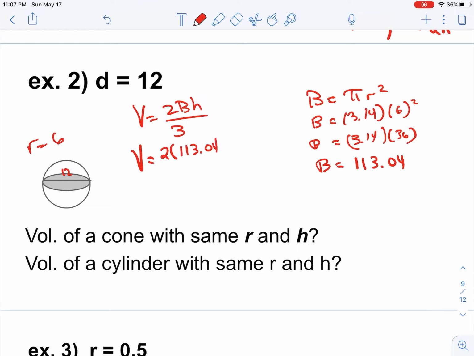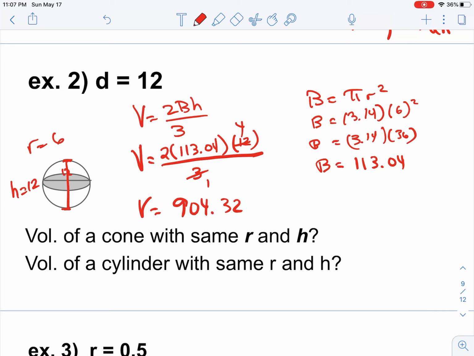So 2 times 113.04 times the height is going to be the same as the diameter. So the height is going to be equal to 12. All over 3. I see an opportunity to cancel here. This is going to be a 1. This is going to be a 4. It saves me a little bit of time. So 2 times 113.04 times 4 equals 904.32, and that would be cubic units.